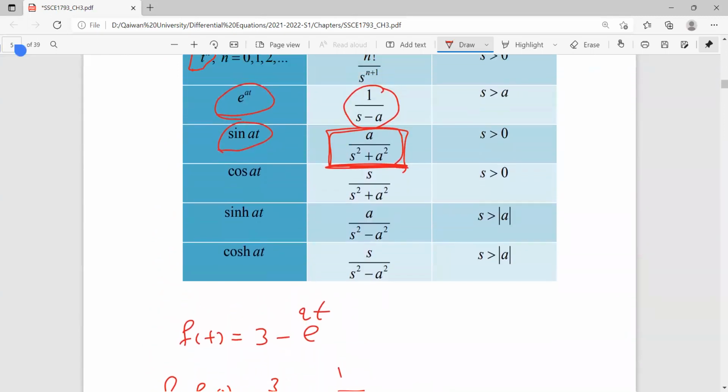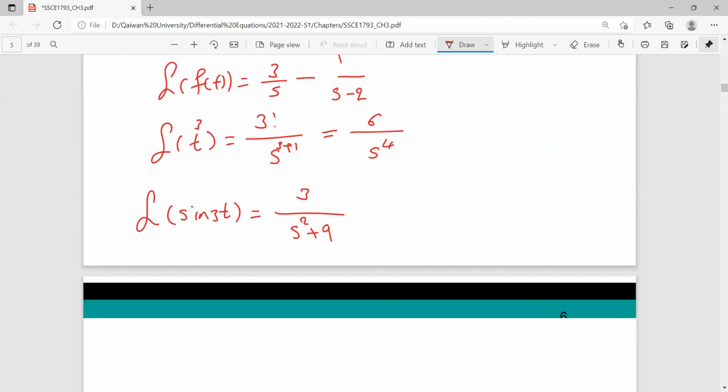And for cosine, we said s over s squared plus a squared. Look, there's a similarity between sine and cosine. For sine, we say a over s squared plus a squared. But for cosine, we say s over s squared plus a squared. But there is a difference between their numerators. The numerator of sine is a, but the numerator of cosine is s. That's the difference between them.